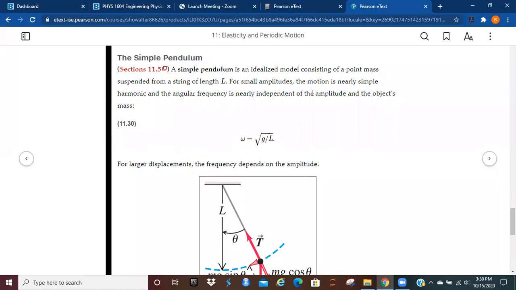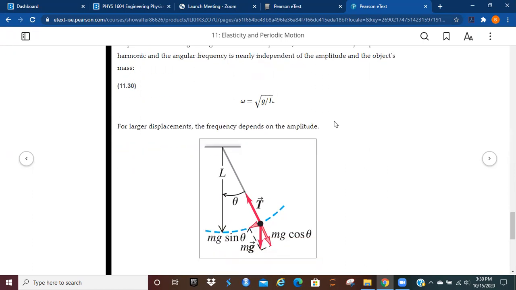This is going to be section 11.5. We'll be discussing a simple pendulum. A simple pendulum is an idealized model consisting of a point mass suspended from a string of length L. For small amplitudes, the motion is nearly simple harmonic, and the angular frequency is nearly independent of the amplitude and the object's mass. In other words, the angular frequency is equal to the square root of the gravitational acceleration divided by the length of the pendulum.